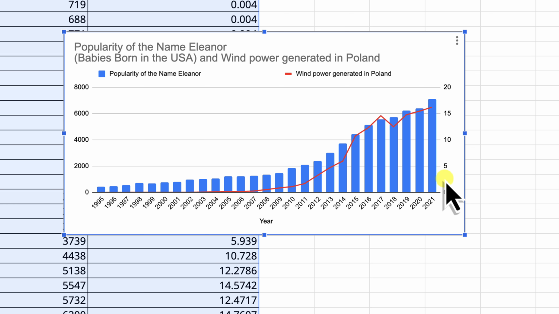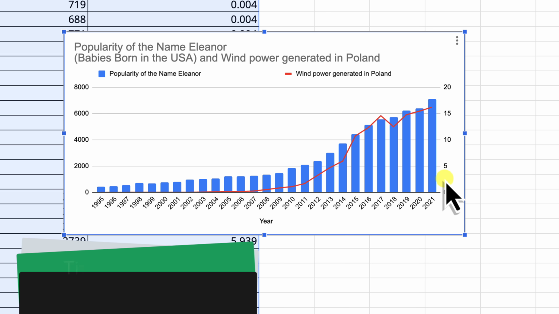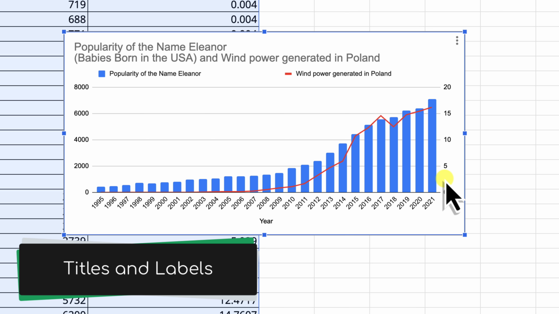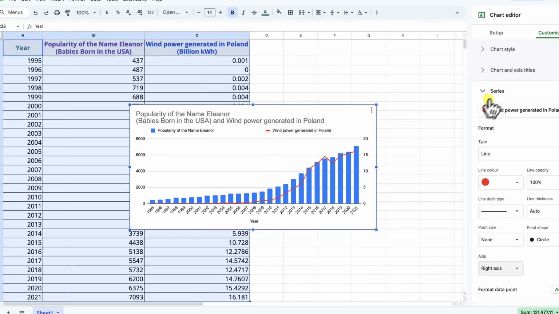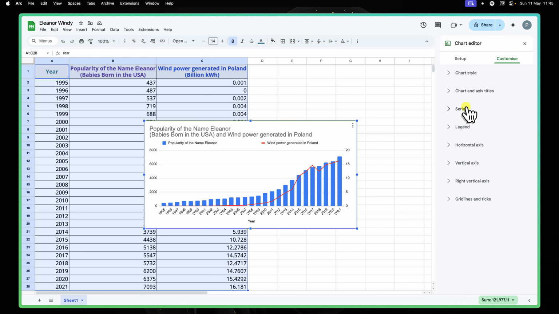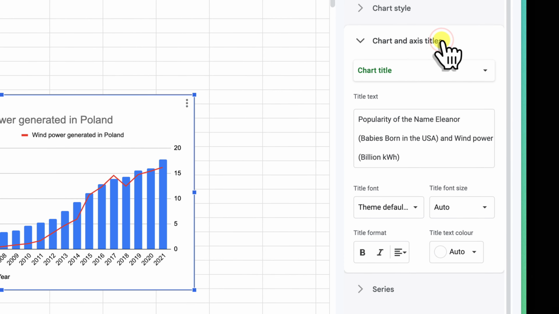This dual axis functionality is the real power of combo charts. Our chart is looking significantly more persuasive now. However, to make it truly professional and easy for anyone to understand the profound connection that we've found, we need clear titles and labels, especially for our axes. Staying within the Customize tab, scroll down and expand the Chart and Axis Titles section.